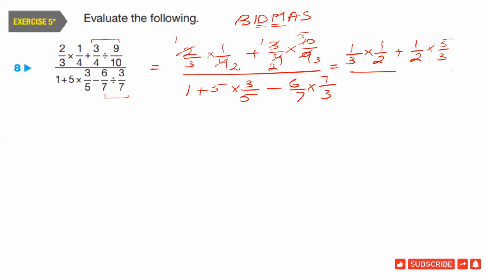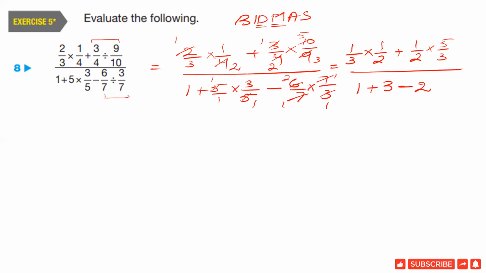Okay. Now look at the denominator. What should we write here? 1 plus 5 times 3 by 5. This means 5 over 1. So 5 will be cancelling the other 5 because these are the same, and one is in the numerator, the other one is in denominator. So we are having this 3 times 1 is 3, 5 1 time 1 is 1. So we write here 3 only minus 6 upon 7 times 7 upon 3. So 7 will cancel 7. 3 times 1 is 3, 3 times 2 is 6. So we are writing here 2.